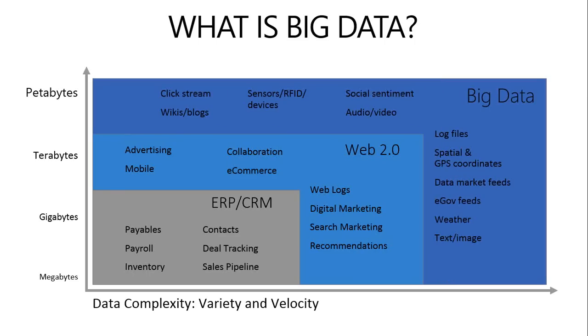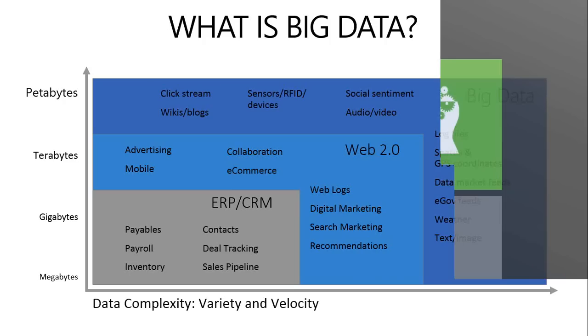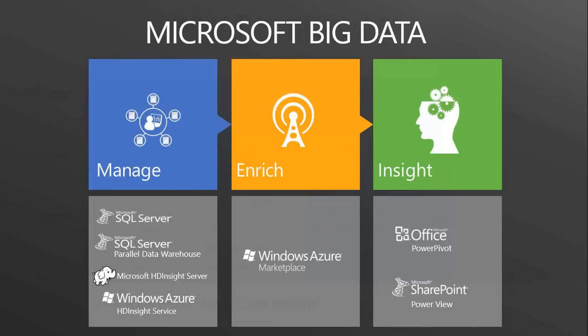The variety, the velocity and the variance of data is very, very huge, and hence the data is in petabytes, which is what is big data. In order to use big data, there are three things that we need to do. One is to manage this big data, and then the other is to enrich the data, and finally gain insights out of it.